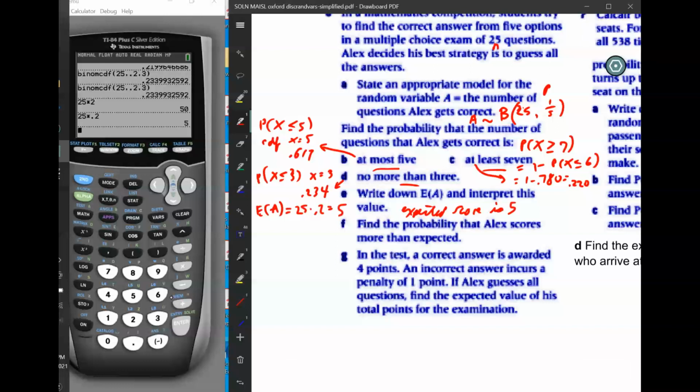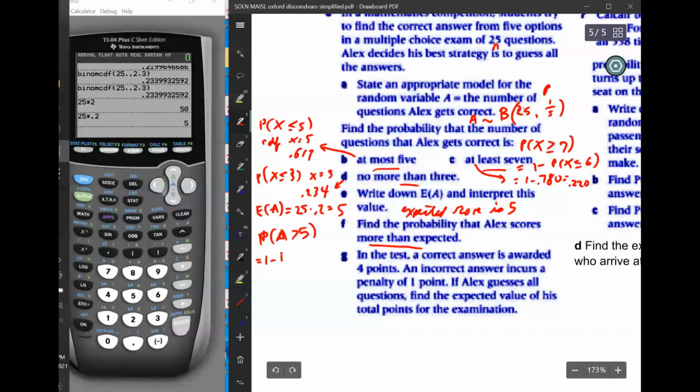Find the probability that Alex scores more than the expected. So what is the probability that Alex gets... I kept writing x, but actually the random variable in this case is A. Scores more than expected, so greater than 5. So the calculator doesn't do greater than, right? It only does less than or equal to.